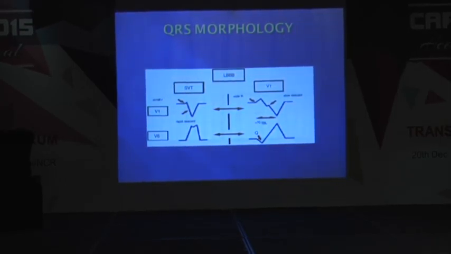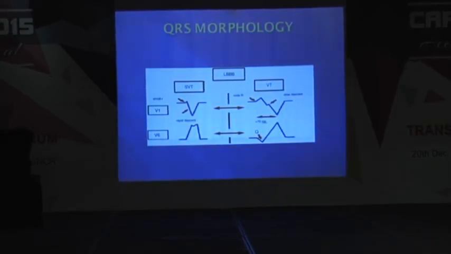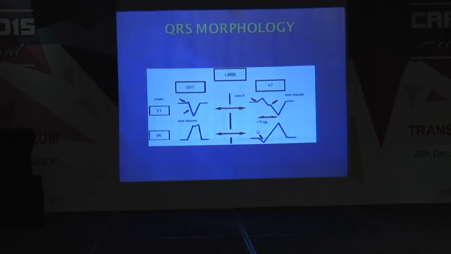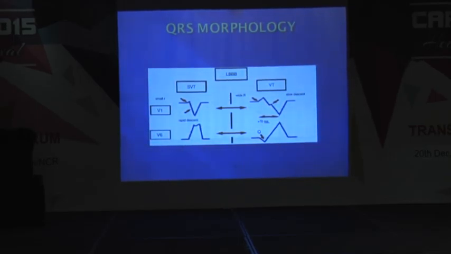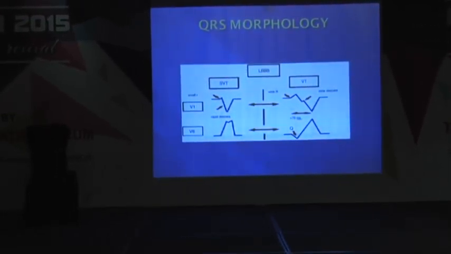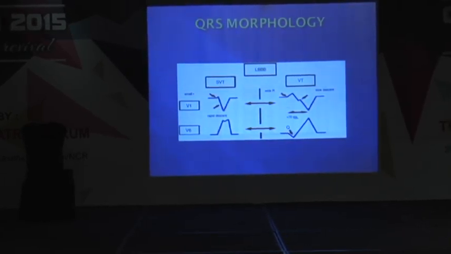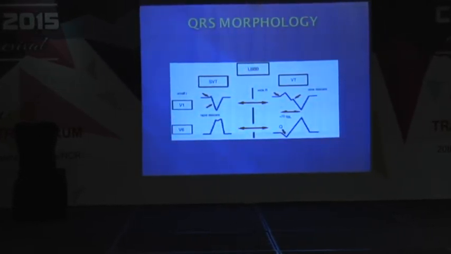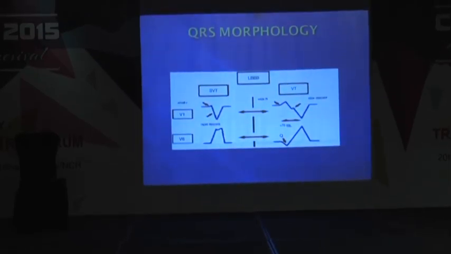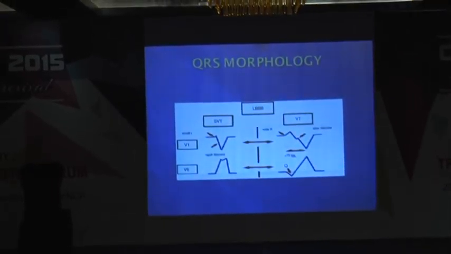In patients with LBBB, if there is a small narrow R followed by a rapid S, it's suggestive of SVT. But if there is a wide R and a slow descent, then it's suggestive of ventricular tachycardia.